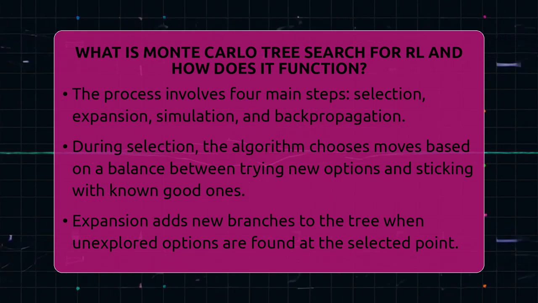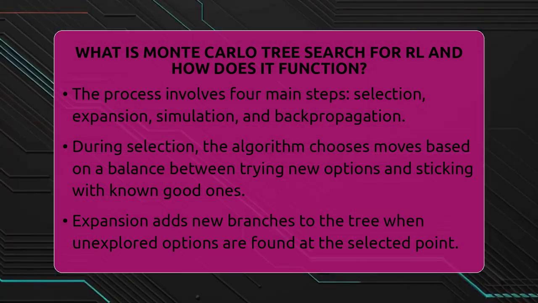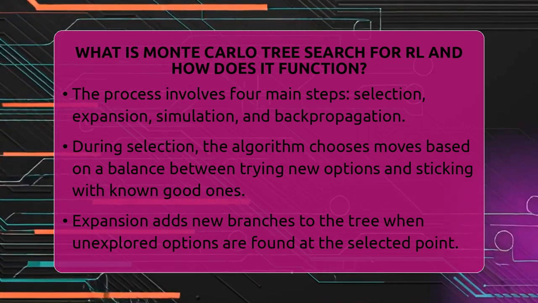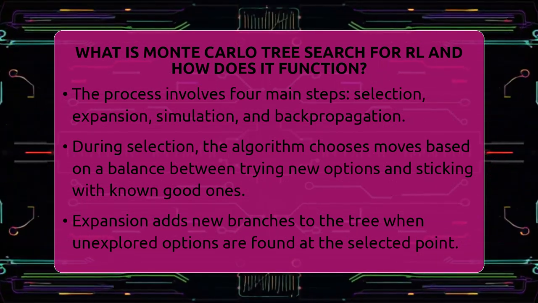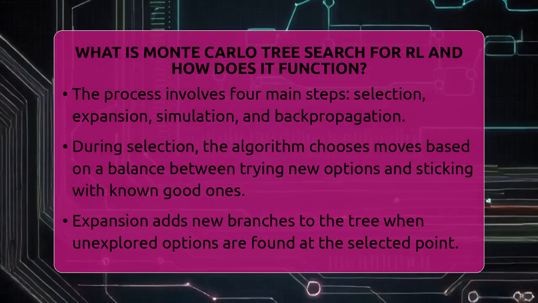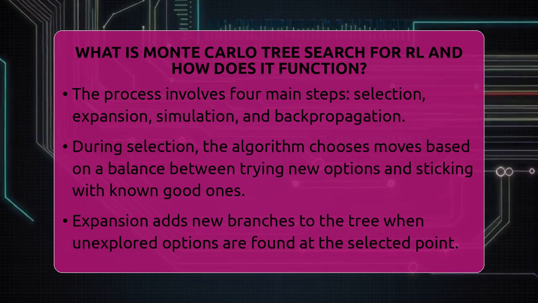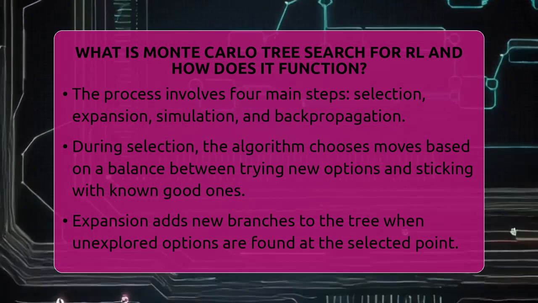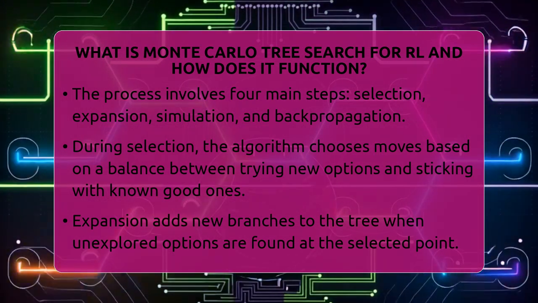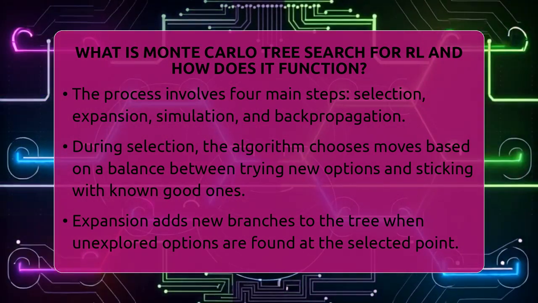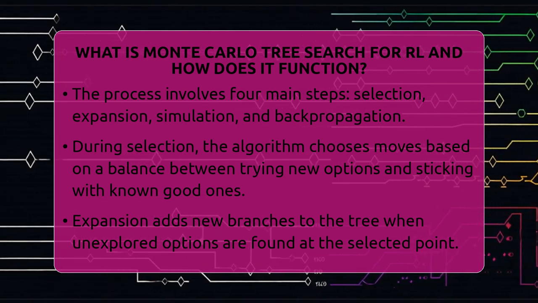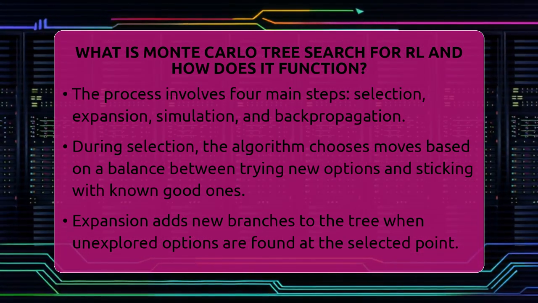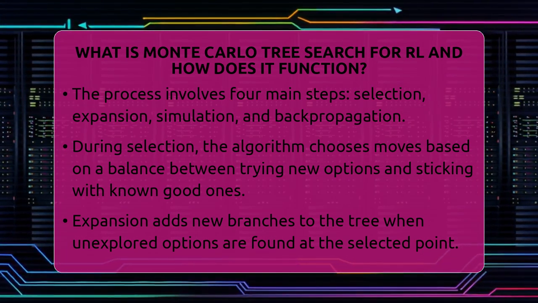First is selection. Starting from the current situation, the algorithm chooses the next move based on a balance between trying new options and sticking with what seems to work well. It keeps selecting until it reaches a point where it can add new options or reaches the end of a possible sequence. Next is expansion. If the selected point isn't finished and has unexplored options, the algorithm adds new branches to the tree, representing the next possible moves. This helps the system learn more about what could happen next.